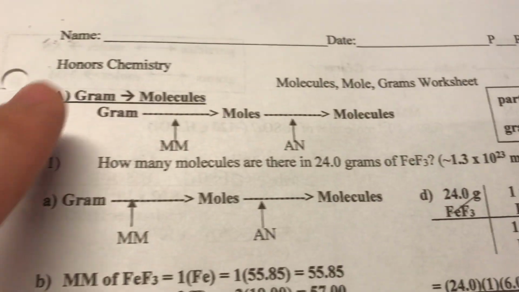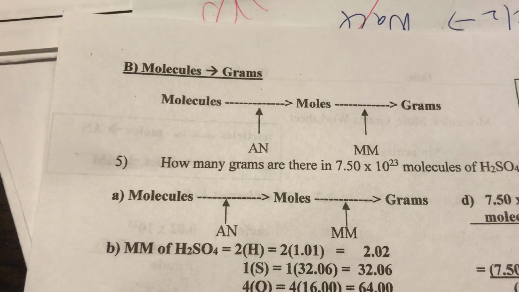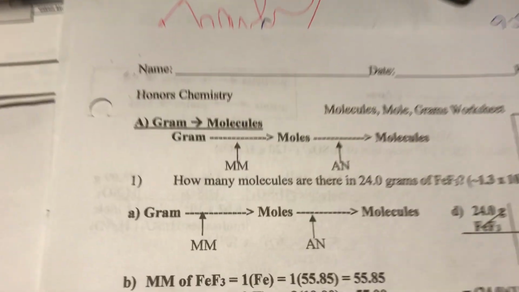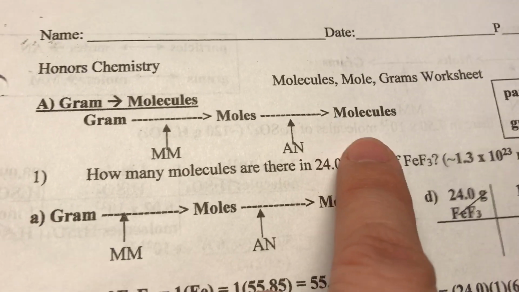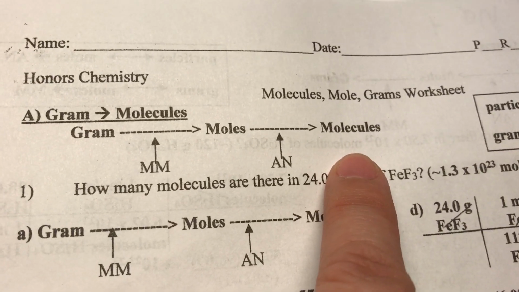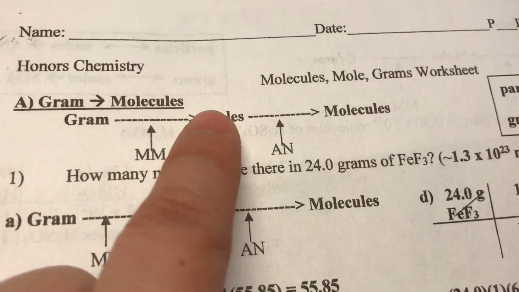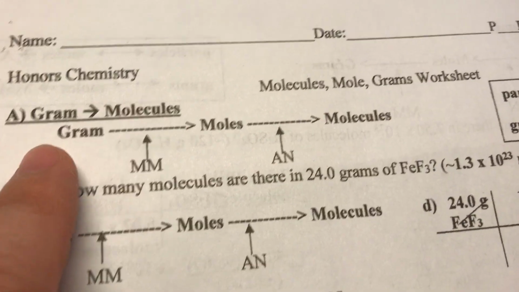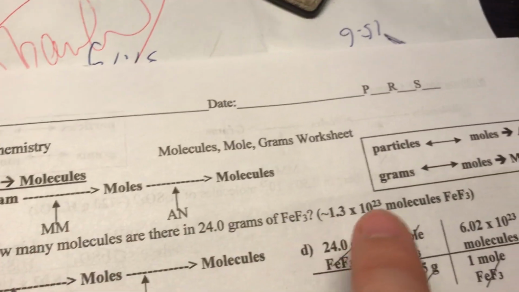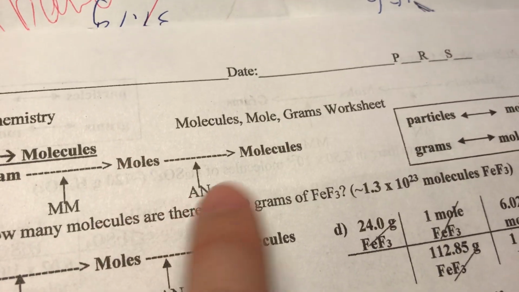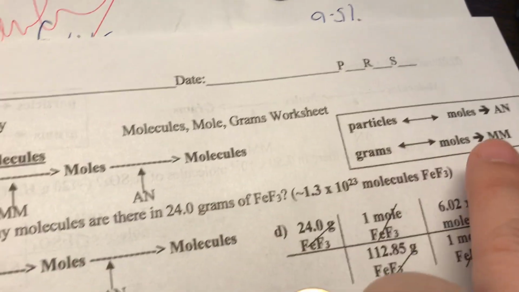Now in this worksheet, the A part is changing from gram to molecule, and then the back is from molecule to gram. From gram to molecule, we have no way to go directly. There's no single conversion factor. We have to use moles. That means we have to change from gram to moles and then from moles to molecules. The strategy is, gram to mole uses molecular mass, as we just explained, and from moles to molecules, we use the Avogadro number.